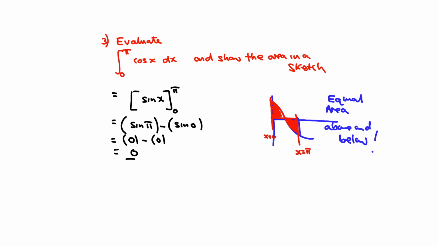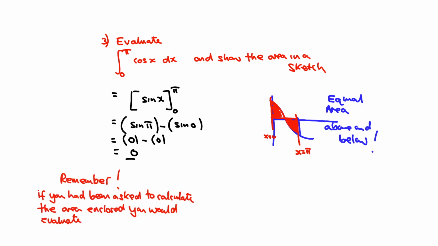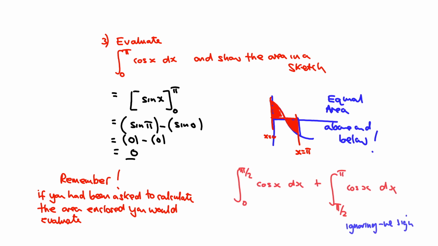If it's an equal area above and below, remember, if you had been asked to calculate the area enclosed, you would have to evaluate integrating cos x from 0 to pi by 2, and then from pi by 2 to pi. Integrating from pi by 2 to pi cos x, you would get a negative, but then you ignore the negative sign. That's just indicating that the area lies below the x-axis.